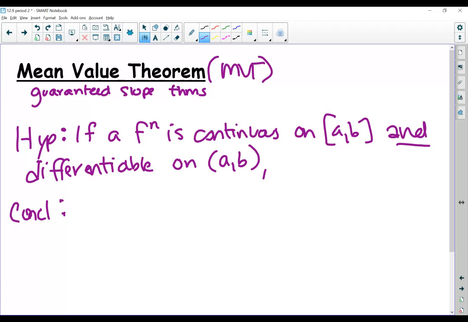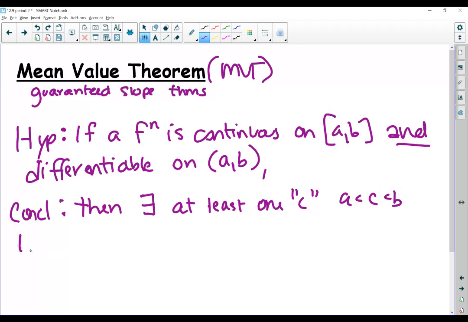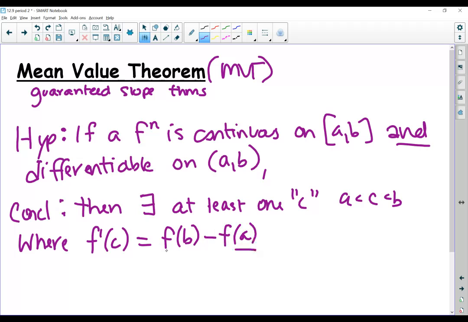Okay. So let's write this. Then there exists, ooh, look at that fancy math language, at least one C, where C is between A and B, where f prime of C equals f of B minus f of A over B minus A.